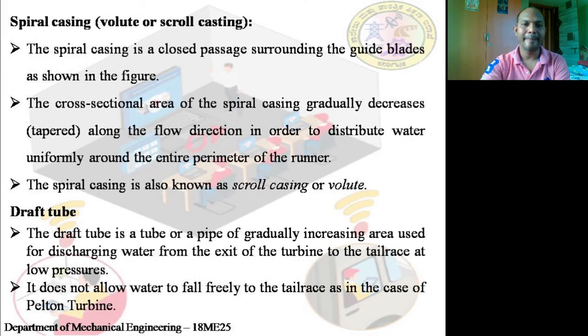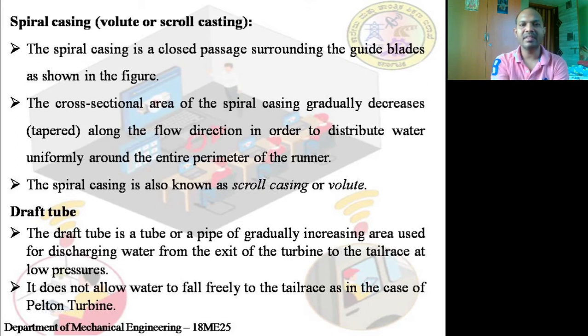Spiral casing. The spiral casing is also called a scroll casing, not casting actually, my mistake. It's a scroll casing, or we also call it a volute. It is called spiral because of its shape, or it may be a scroll, or it is a volute shape.